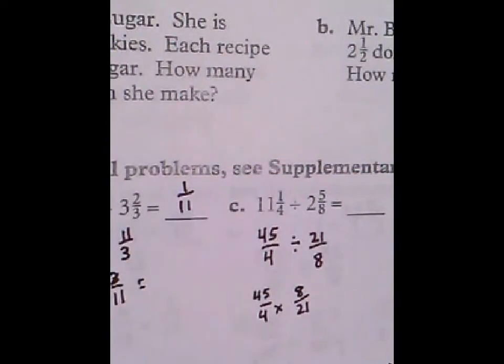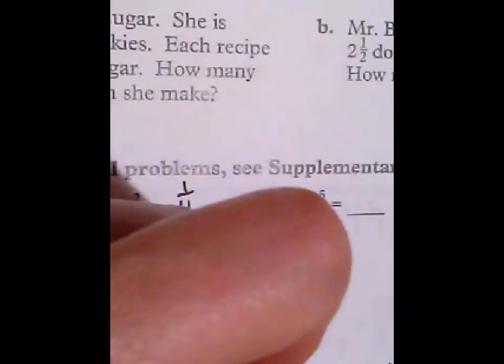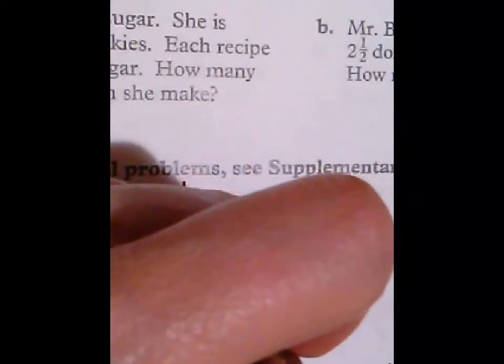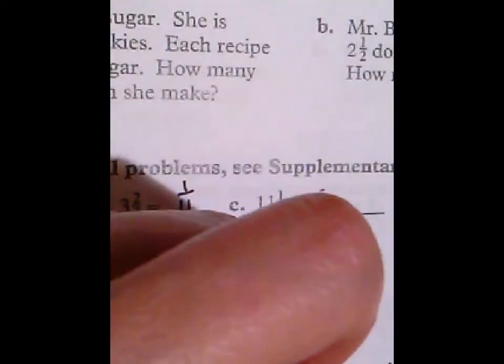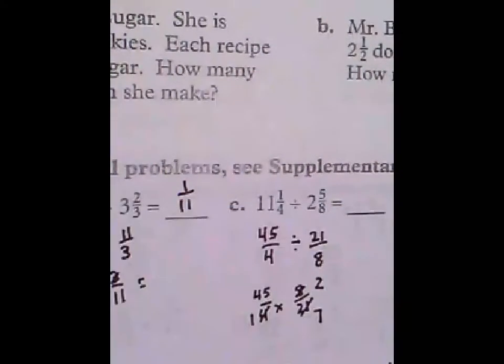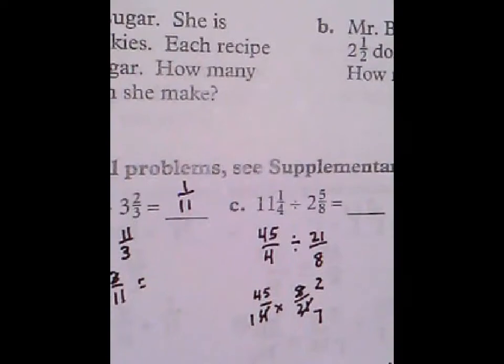And let's go ahead and cancel the 4 and the 8. So the 4 will become a 1. The 8 will become a 2. Now, what about 45 and 21? Do you know there's one number that goes into both of them? 3. 21 divided by 3 is 7. What's 45 divided by 3? Think about a clock. 15.